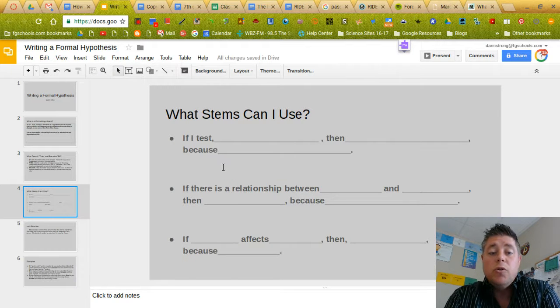I could also use stem number 2 right down here. If there's a relationship between Quizlet and student scores, then I should expect to see higher scores for students that use Quizlet versus students who don't. Because, and I'm going to go back to my reasoning that I used in the previous example, because of the engagement, because of the ability that it tells you what you did wrong and what you did right, and it corrects you. It's a great study tool.